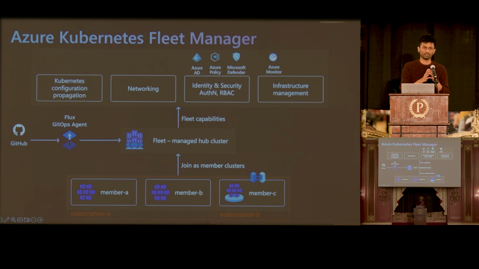So you can have the Flux GitOps agent pull in your configurations from any Git source as usual, and then just point them to the hub cluster. And from the hub cluster, we already have the capability to propagate these configurations down to the member clusters, along with the additional filtering capabilities like, I only want to propagate to clusters with matching constraints. So you get the best of both worlds.